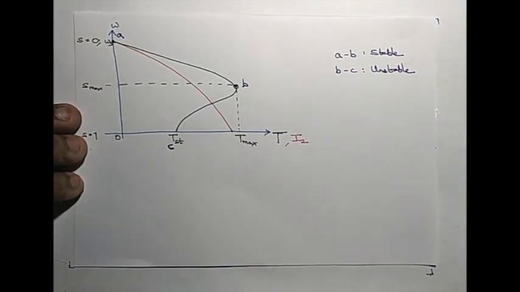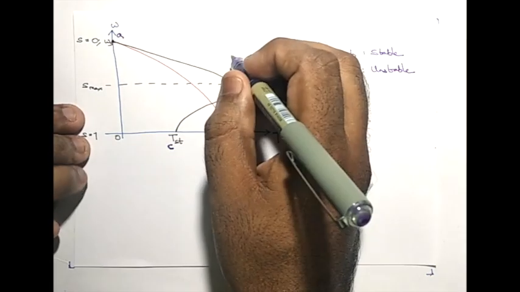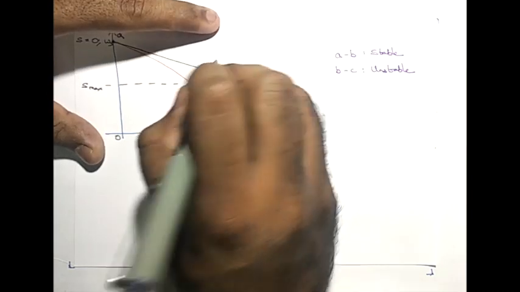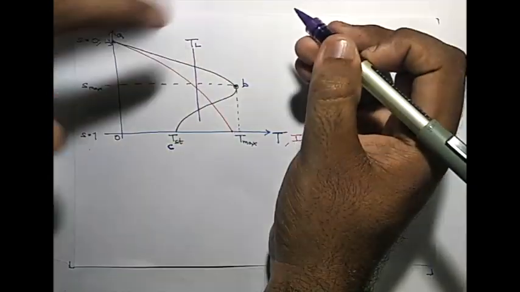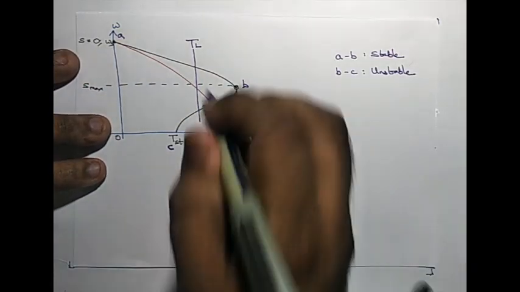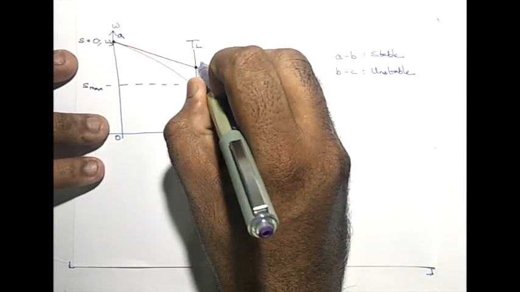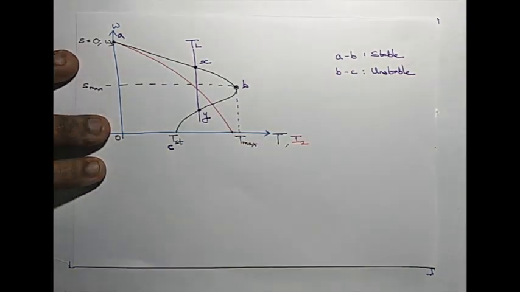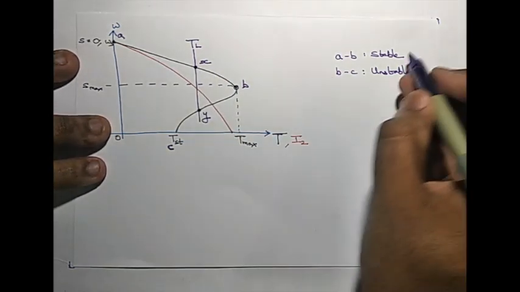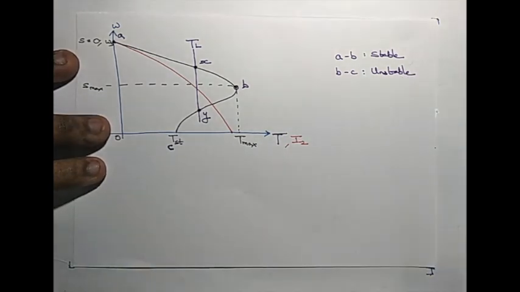Now over and above that, assume that we have a constant load torque, something like this. Now it has 2 operating points on the T omega curve. Let them be X and Y. X is in the stable zone and Y is in the unstable zone.